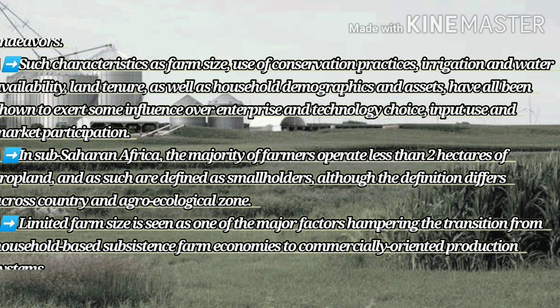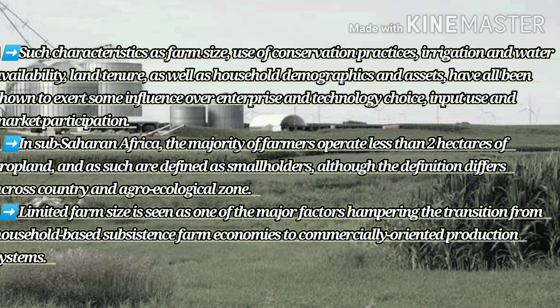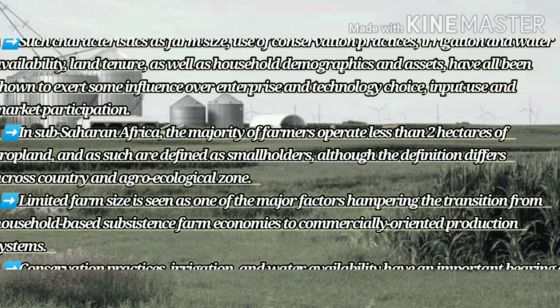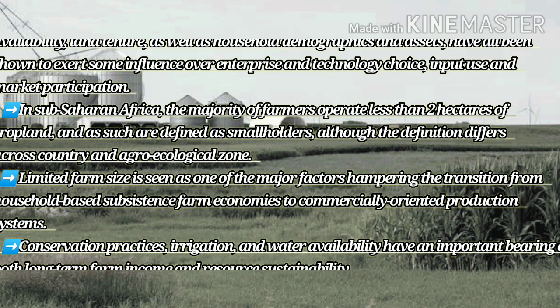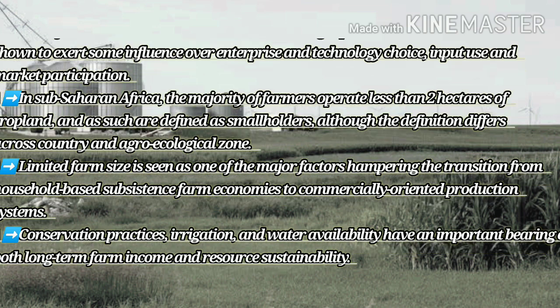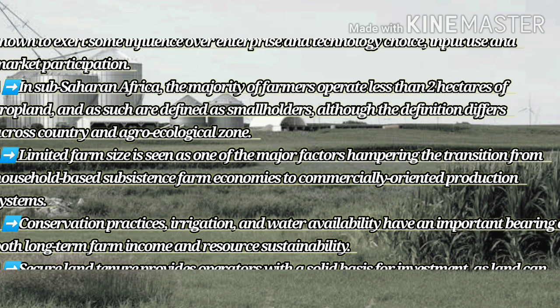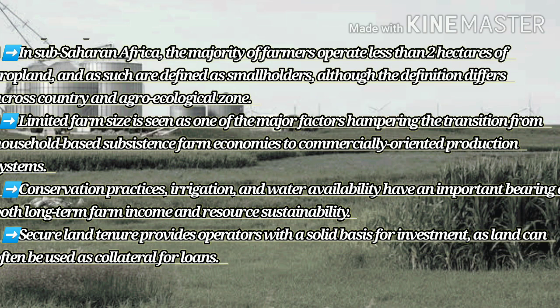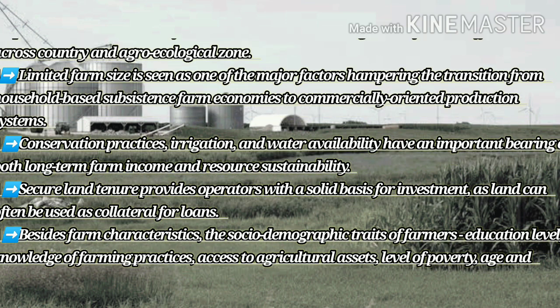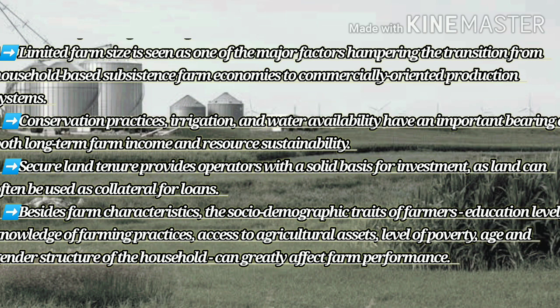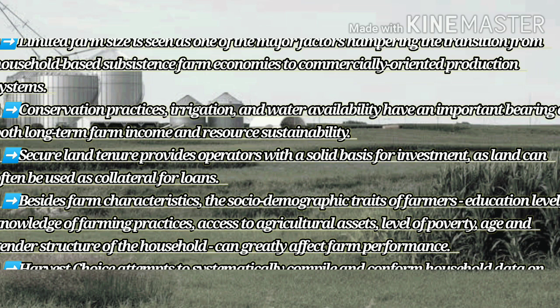In sub-Saharan Africa, the majority of farmers operate less than 2 hectares of cropland, and as such are defined as smallholders, although the definition differs across country and agroecological zone. Limited farm size is seen as one of the major factors hampering the transition from household-based subsistence farm economies to commercially oriented production systems.